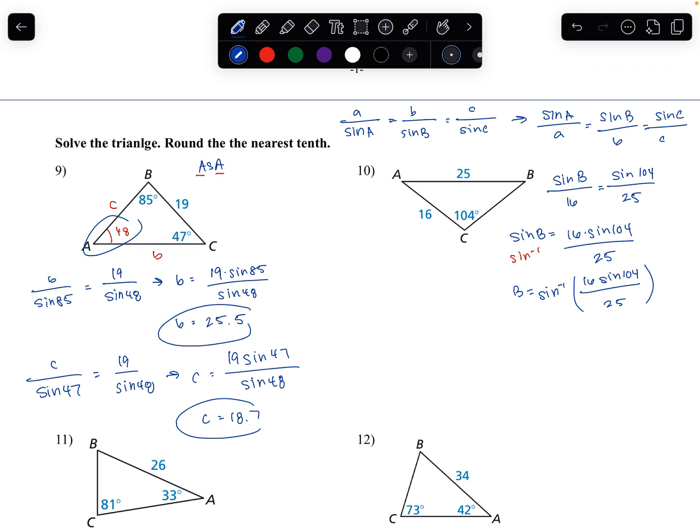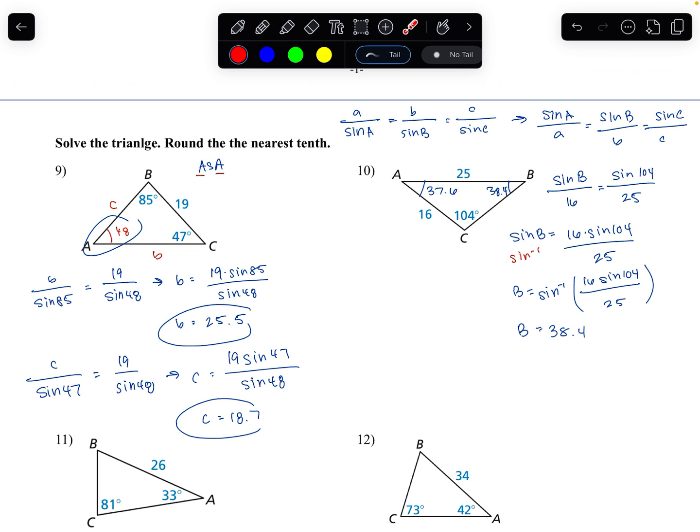So 16 sine of 104 divided by 25. Whoops, I did the wrong thing. Sine inverse of 16 sine of 104 divided by 25. And I've got 38.4. So angle B is equal to 38.4. And now that I know that this right here is 38.4, I can solve for this angle. So 180, subtract 104, subtract 38.4, and I've got 37.6.